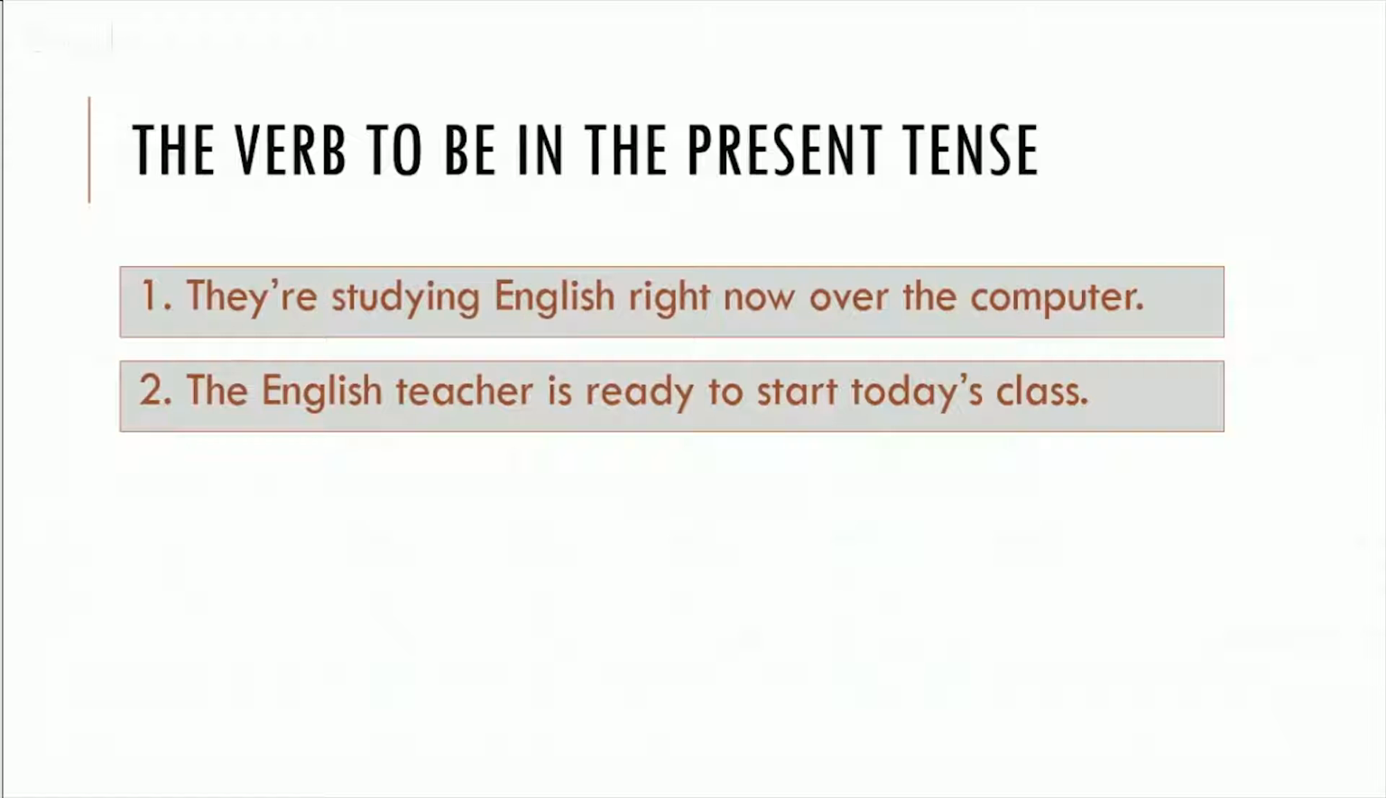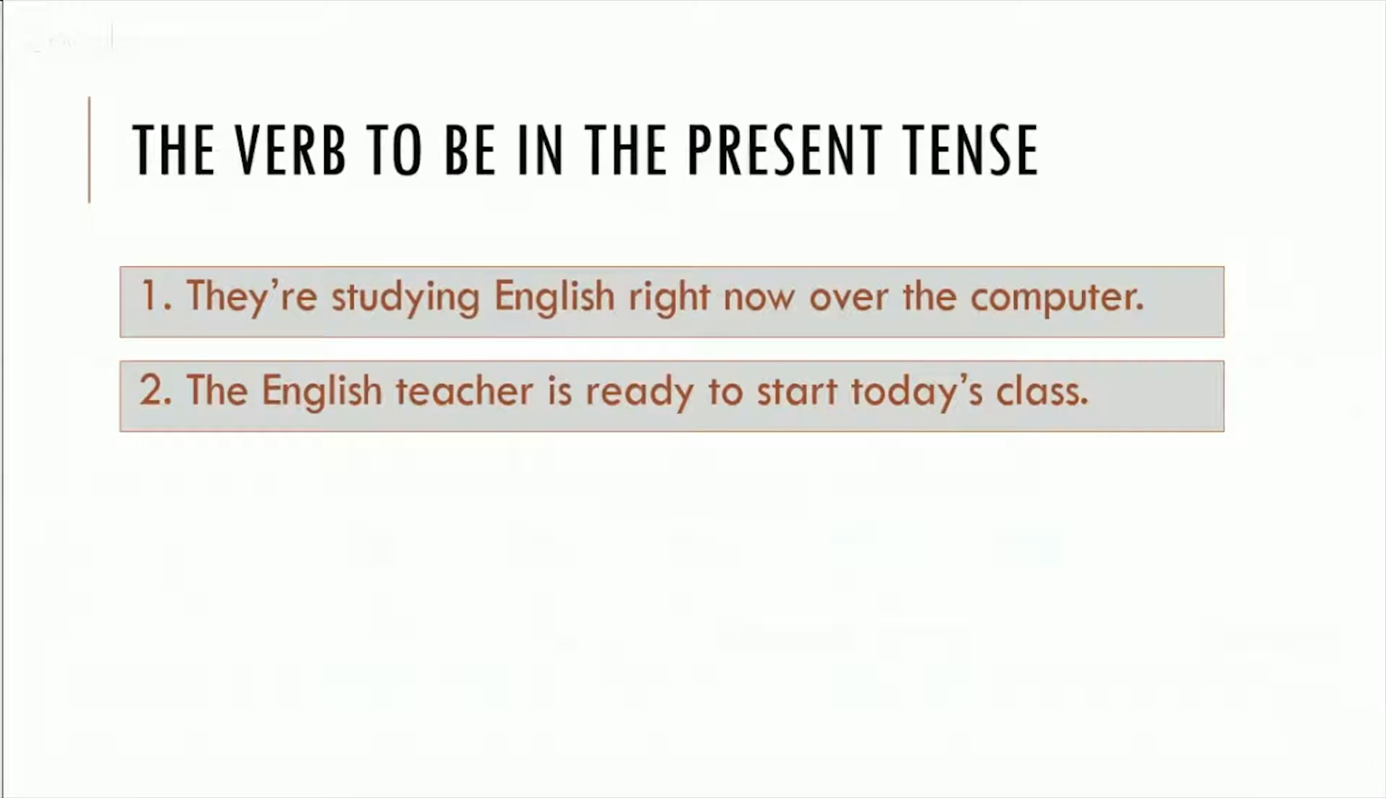The next sentence is, the teacher is ready to start today's class. The English teacher is ready to start today's class, right? So take a look at it. We also have another verb to be. The English teacher is ready to start today's class. Take a look at it. Let me know if there's any questions, if you understand it.